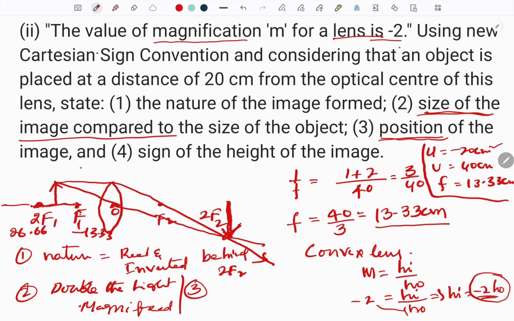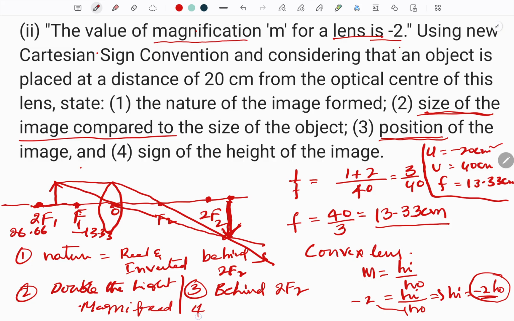Image position is here, behind 2F2. So what do we write here? Behind 2F2. Image position is behind 2F2.